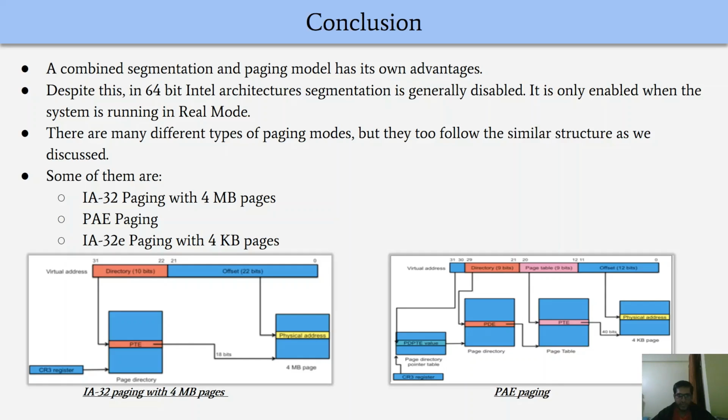There are actually many different types of paging modes, but they too follow a similar structure to what we have discussed earlier. Some of them are IA-32 paging with 4 MB pages, PAE paging, which is physical address extension paging, and IA-32e paging with 4 KB pages. So as we see, these are some of the paging models that we can use.